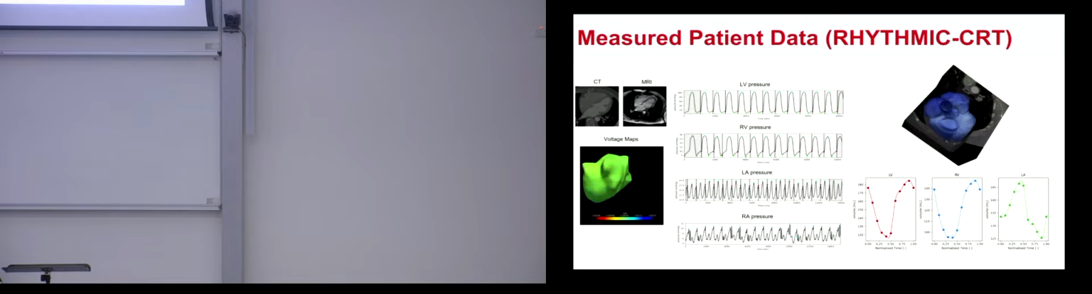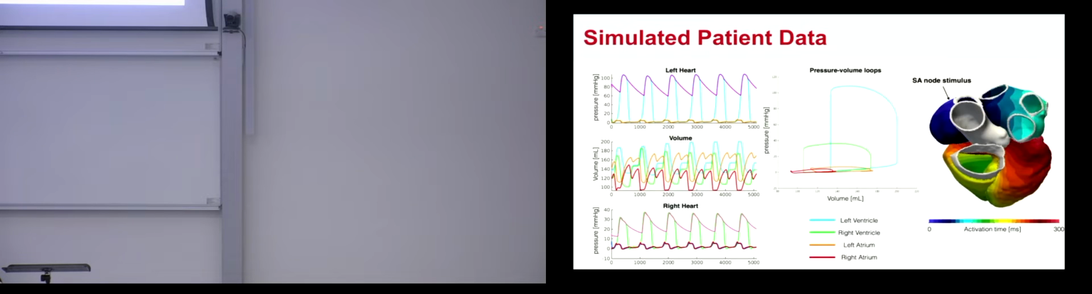So we now have lots of pressure measurements, lots of volume measurements, lots of electrical measurements. So we have a great deal of data that we get from these patients. These require putting a lot of wires into patients' hearts and making extensive measurements. But this is what we're doing to make our models at this stage.